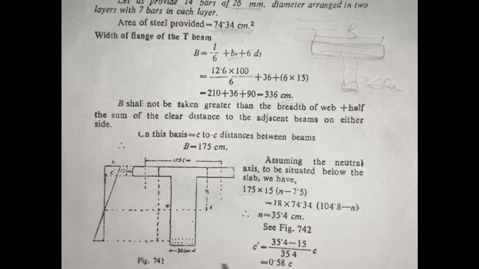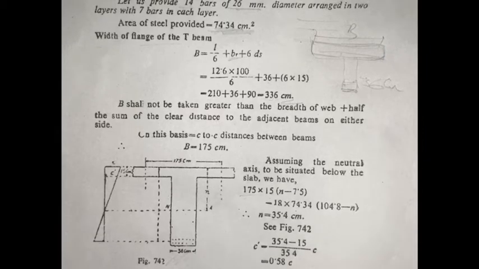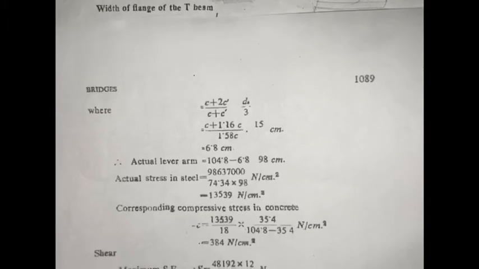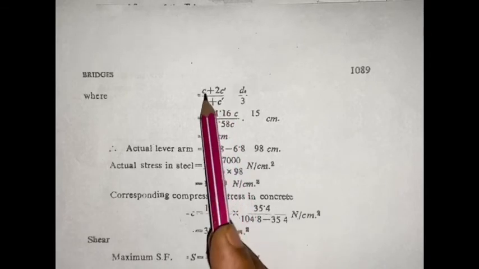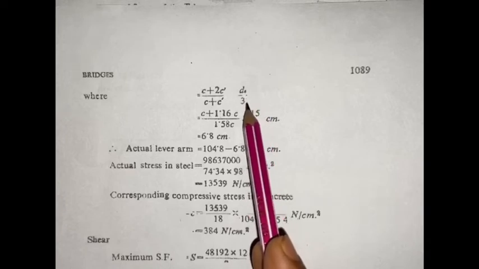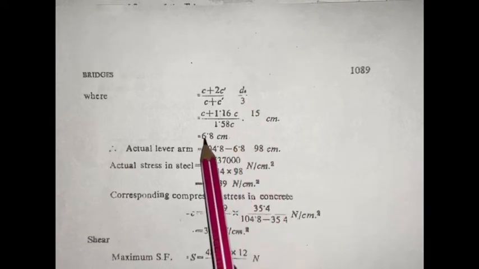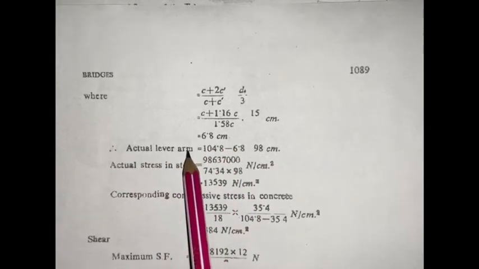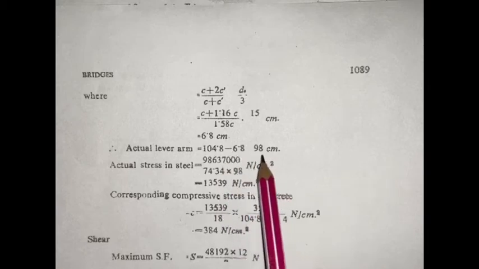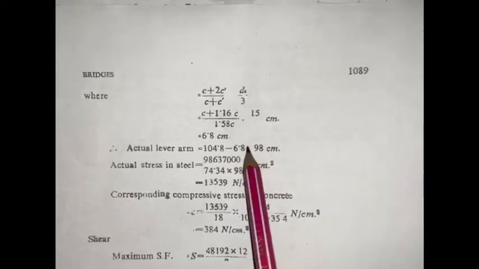See the figure, C dash equal to (35.4 minus 15) divided by 35.4, we have 0.58 C. So lever arm equal to D minus this. We have the formula (C plus 2 C dash) divided by (C plus C dash) into D dash divided by 3. So we will get 6.8 centimeter. So actual lever arm equal to 104.8 minus 6.8, that is equal to 98 centimeter.